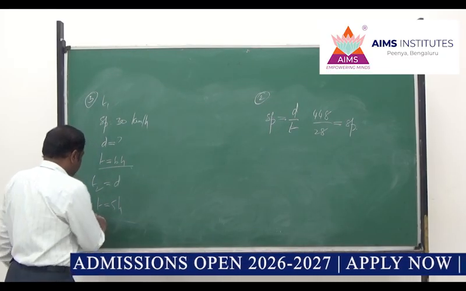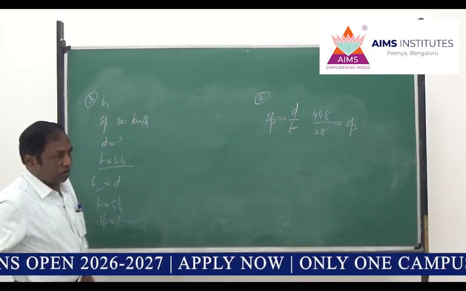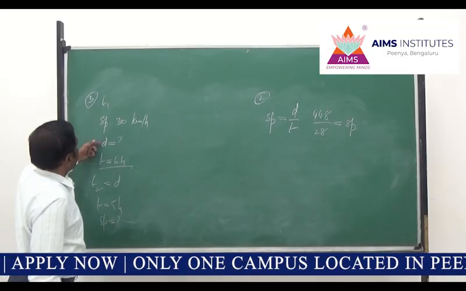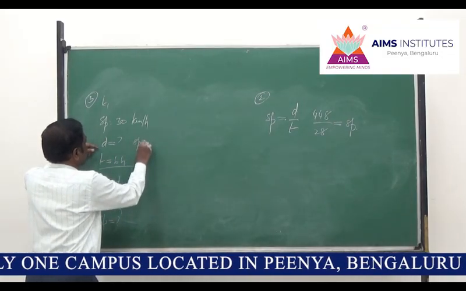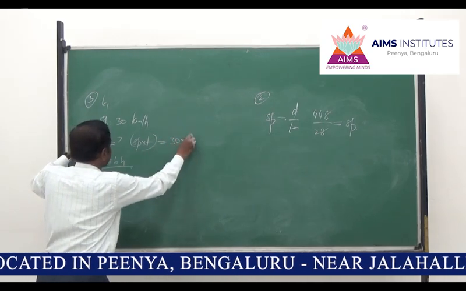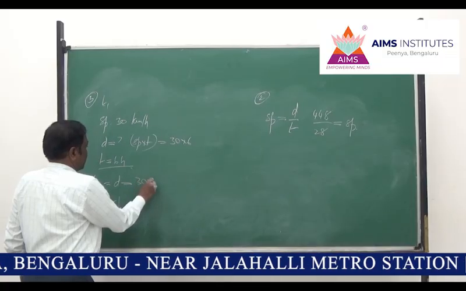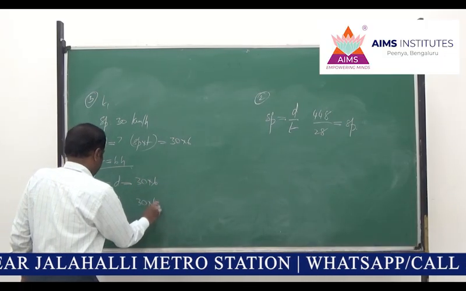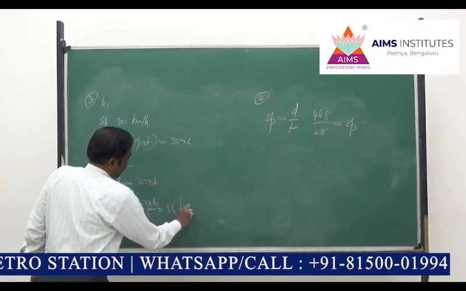What is the speed? Speed is being asked. Now distance is, distance is speed, time is there. So distance is equal to what? Speed into time. It means 30 into 6 is the distance. So 30 into 6 by 5. So 36 kilometers per hour.